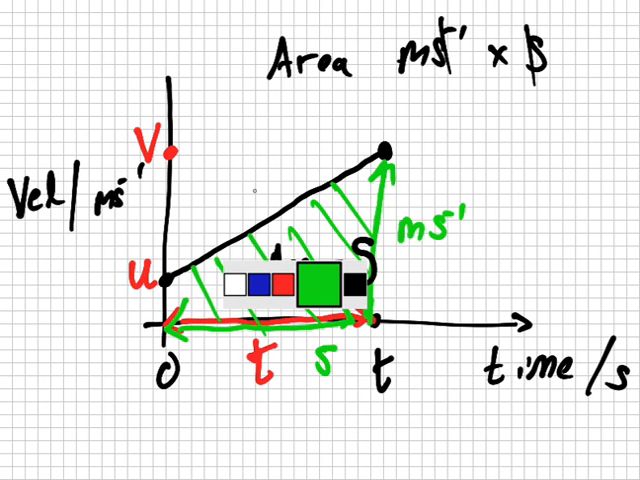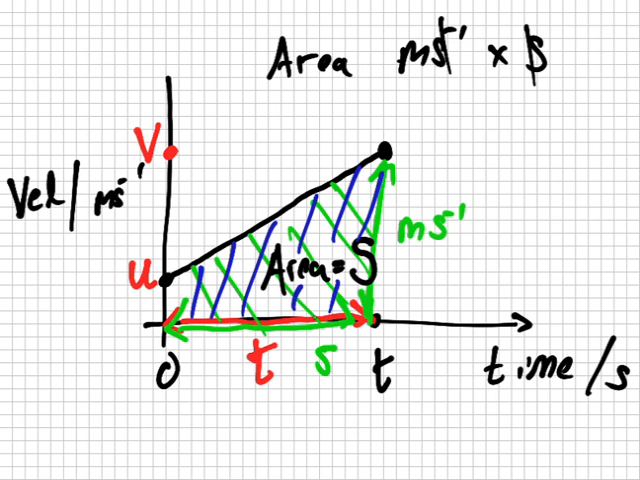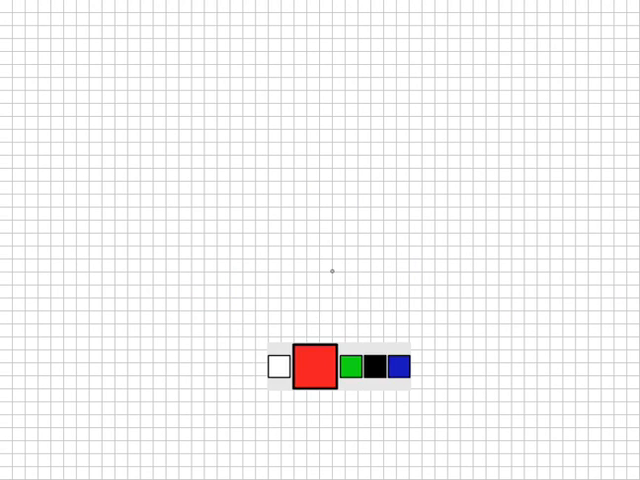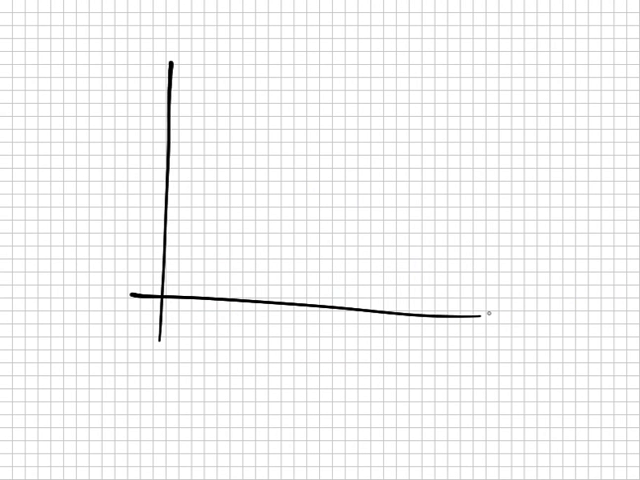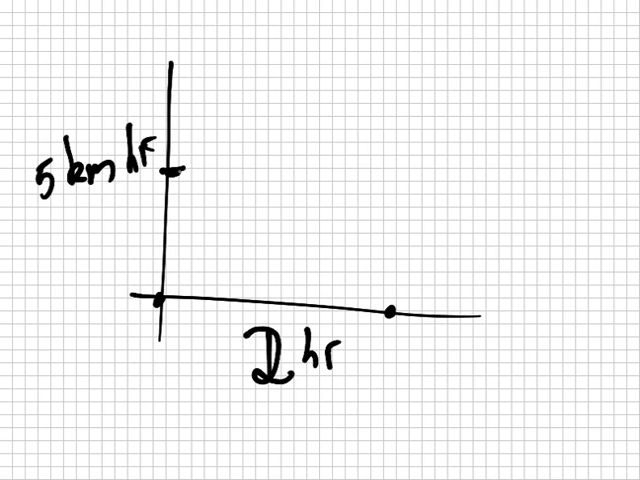So if you draw the graph and calculate this here, it's the S. Now let me give you a very, very simple example. So here is 1 hour. And here is a boy walking at 5 kilometers per hour. Let's make it 2 hours. So if you walk for 2 hours at 5 kilometers per hour, how far have you traveled? 10. Now if I draw the graph, what's the area here?